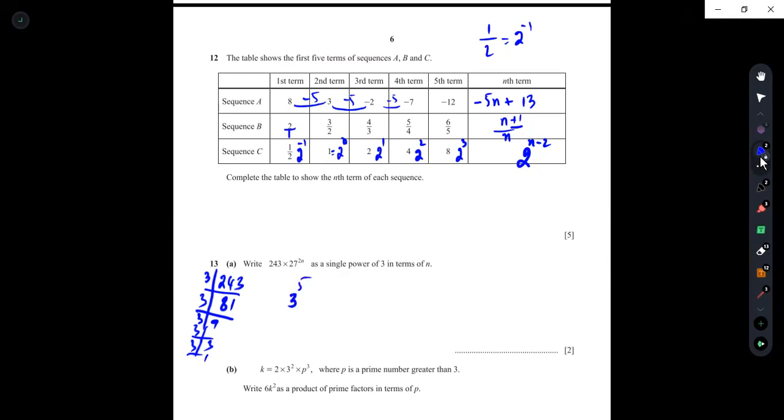And 27, I made a mistake somewhere. This should be 27 here. And then this should be 9. And then we get 5 3's, not 6 3's. So that's why it should be 3 raised to the power 5. Similarly, 27 can also be written as 3 times 3 times 3. That is 3 raised to the power 3. This is 27 raised to the power 2n.